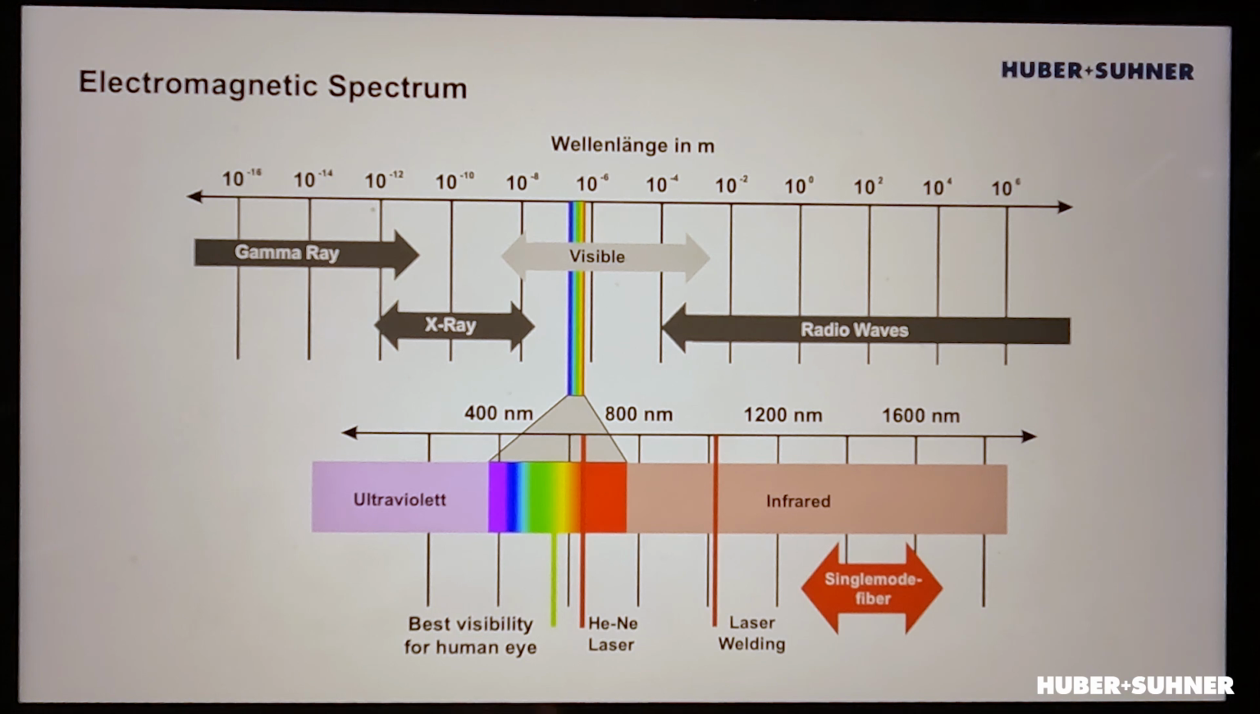Now, the other thing is that it's not in the visible spectrum, because the visible spectrum is here, and the wavelengths that we're using in optical networks are here in this infrared area. So we can't even see the lasers.